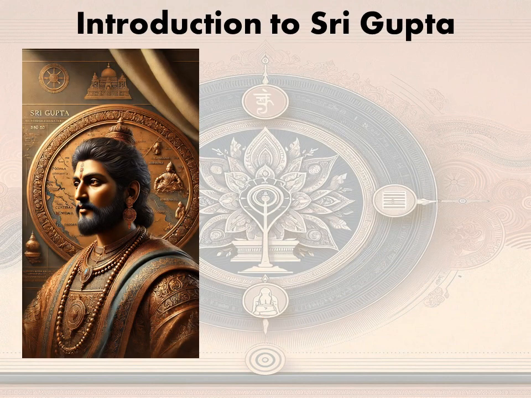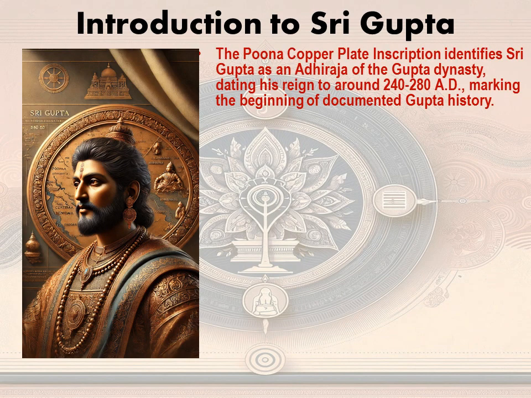Introduction to Sri Gupta. Sri Gupta is the earliest Gupta ruler we find in our sources. The Poona Copper Plate Inscription identifies Sri Gupta as an Adhiraja of the Gupta Dynasty, dating his reign to around 240 to 280 AD, marking the beginning of documented Gupta history.